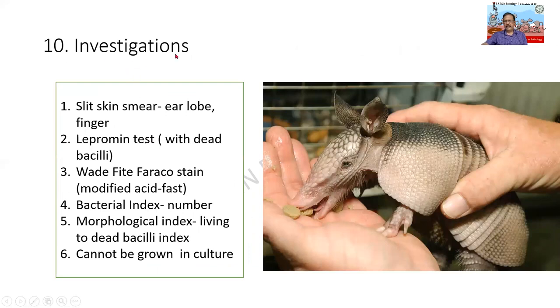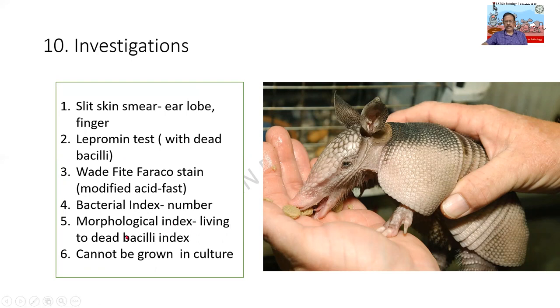And what are the investigations that can be done in leprosy? One is a slit skin smear, either from the earlobe or the finger. They make a smear out of it for the leprobacilli and the cells. Lepromine test, it is a test done with the dead bacilli. This is important in pathology, the Wade-Fite-Faraco stain, which is a modified acid fast stain which will stain the leprobacilli. Bacterial index we had mentioned earlier also.